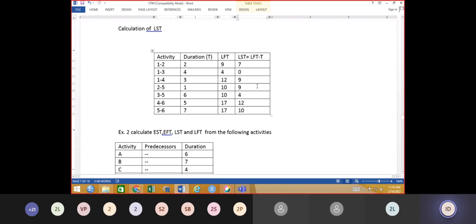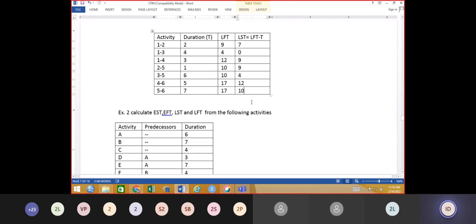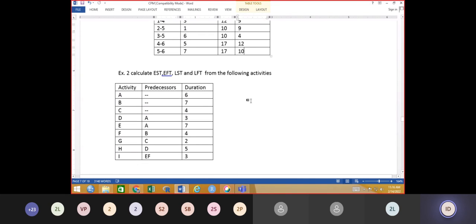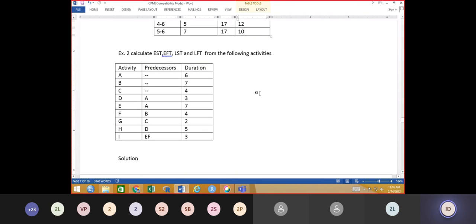Similarly, now you work it out by using the diagram or this formula. Note down this table. Note down this example, Example 2. Calculate the earliest start time, earliest finish time, latest start time and latest finish time from the following activities.